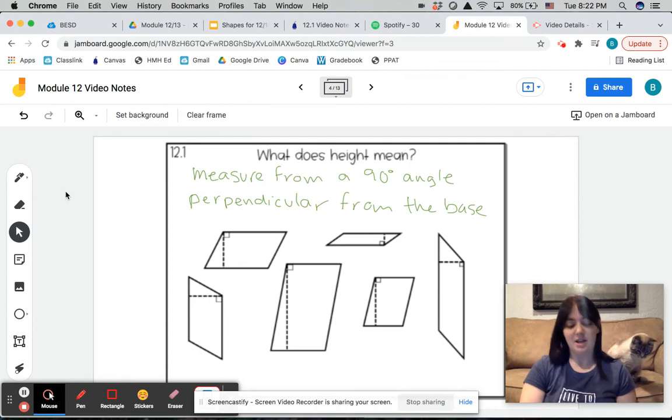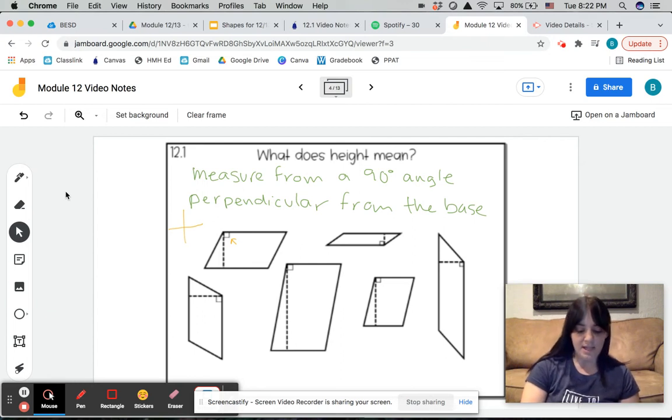Okay, so grab a color, any color, but just not your pencil. I'm going to use yellow, and we're going to mark all of our heights. This little square in the corner represents our 90-degree angle. Perpendicular is the opposite of parallel, where the lines are like this. Okay?